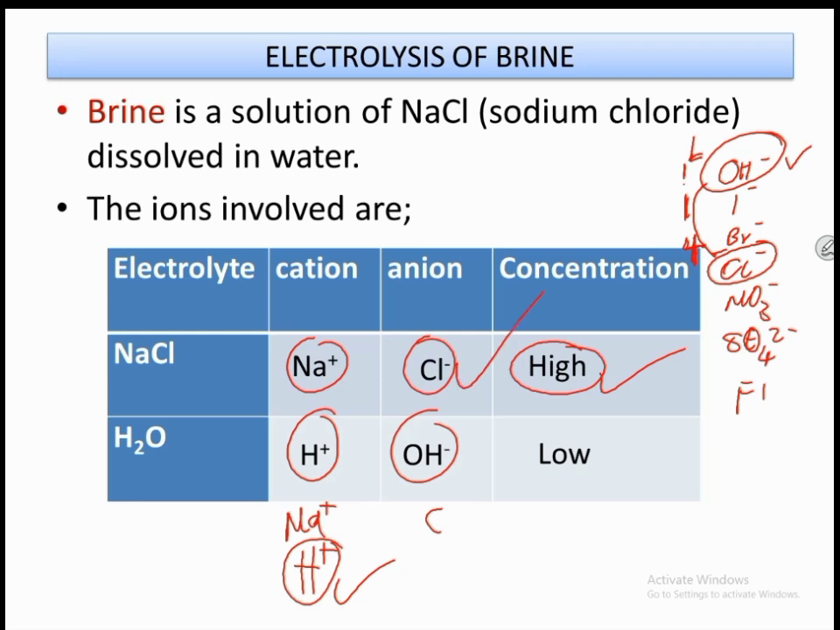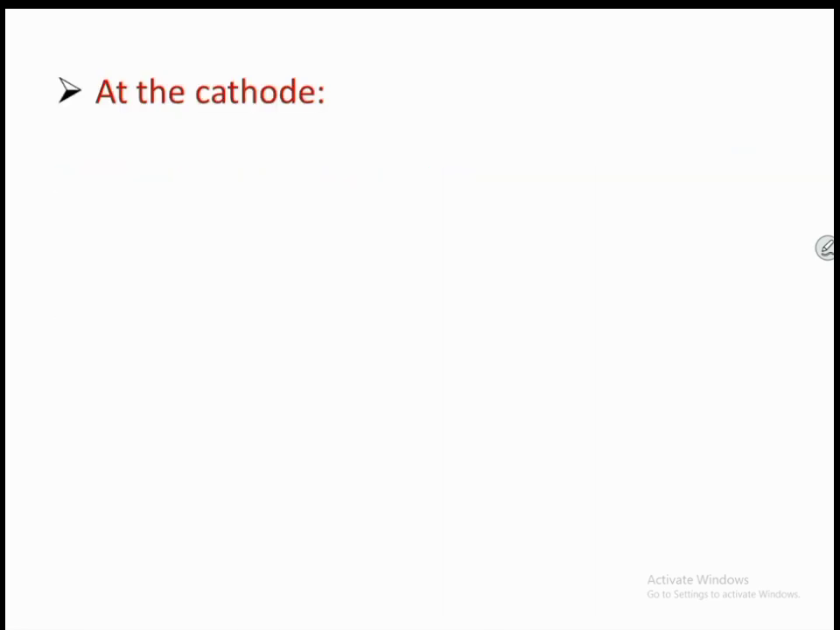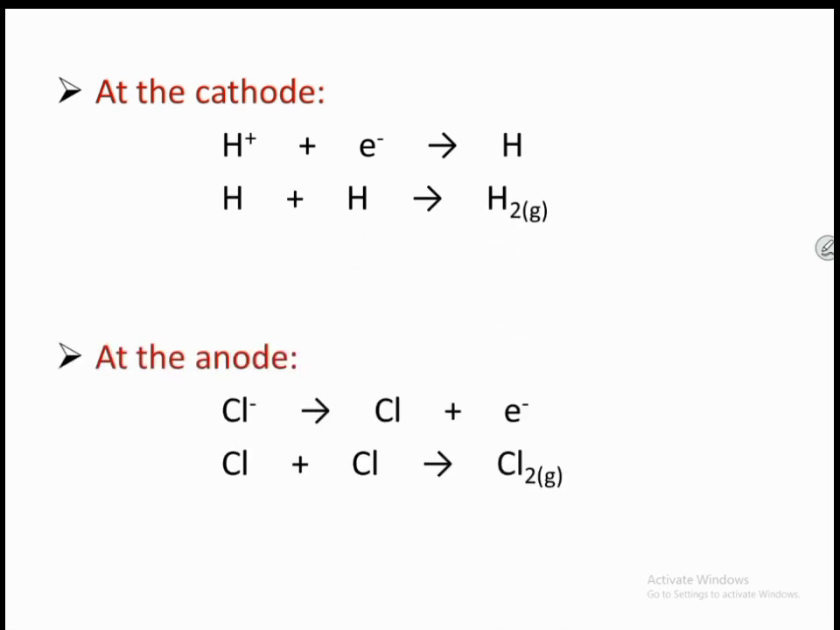So you can know the reason why chloride is discharged instead of OH during the electrolysis of brine: because of its relative closeness in the series and its high concentration. Those are the factors that make chloride be discharged at the end of the day. Now, discharge preferences: we've talked about why chlorine is discharged. Hydrogen is discharged at the cathode. Now let's explain it clearly.